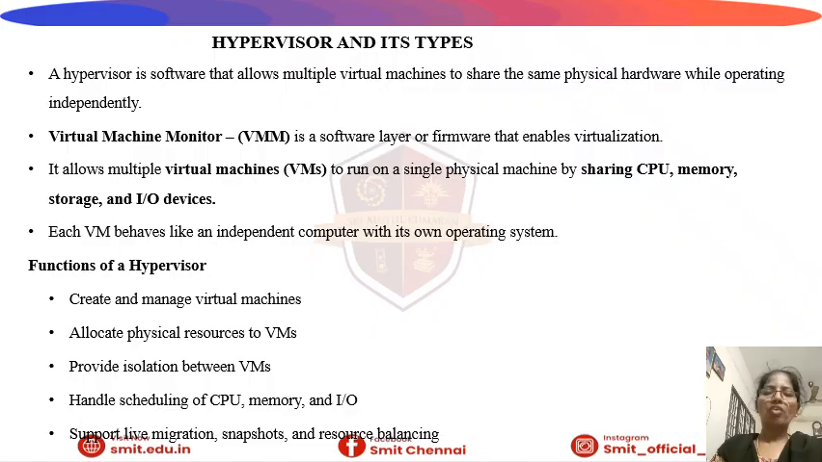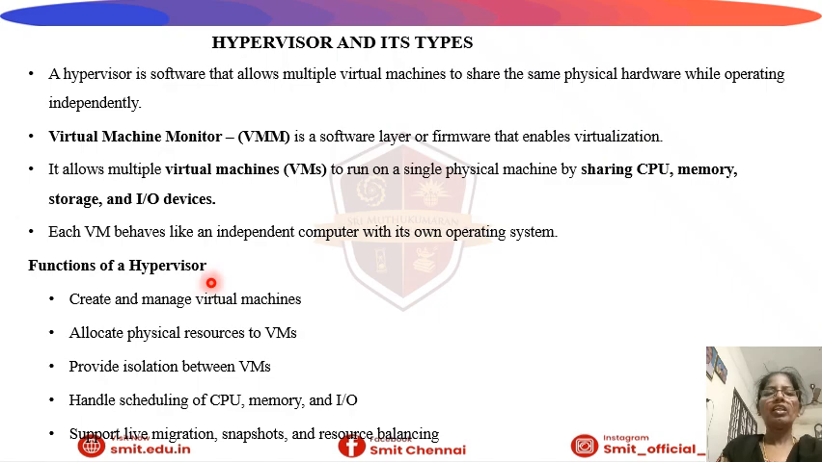A hypervisor is a software that allows multiple virtual machines to share the same physical hardware while operating independently. A virtual machine monitor is a software layer or firmware that enables virtualization. It allows multiple virtual machines to run on a single physical machine by sharing CPU, memory, storage, and I/O devices. Each virtual machine behaves like an independent computer with its own operating system.